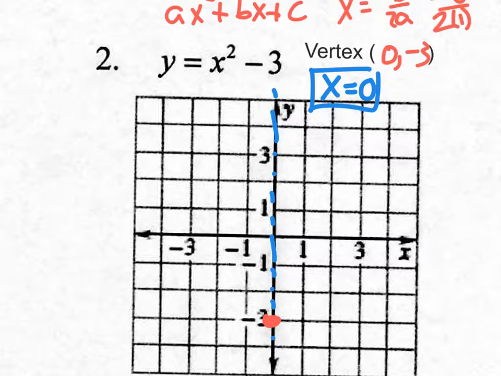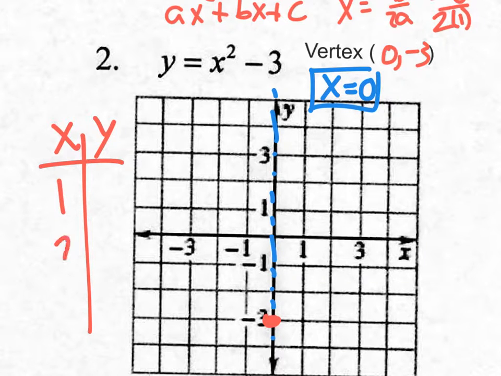Anyhow, we need some more points. So you could go to an XY table and plug in some values that are on one side, like 1, 2. You could do 3, however many numbers you want for x. But the thing is, it's kind of pointless because this a value is 1, okay? Which means if the a value is 1, you could use the pattern 1, 1, 2, 4, 3, 9, okay?